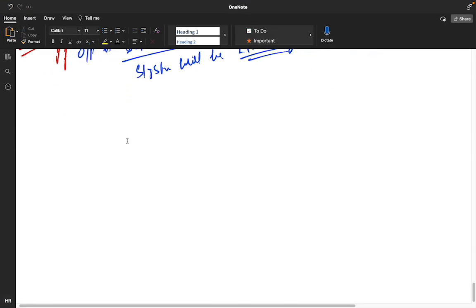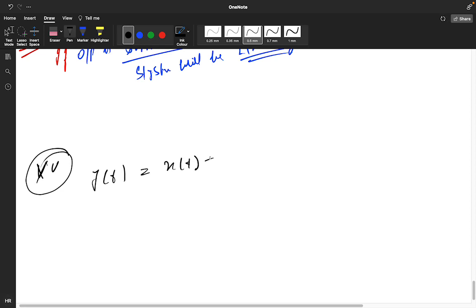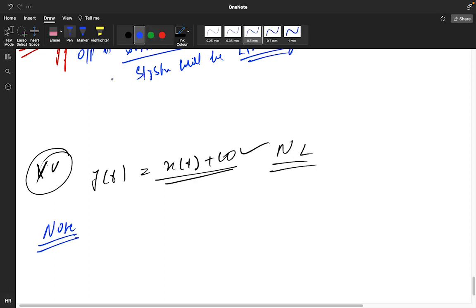Yeah, non-linear. So the same thing you can check for different questions. The same thing you can check for y of t is equal to x of t plus 10. So these things we had already checked. So it was non-linear. So what is the meaning of this? Note the point.